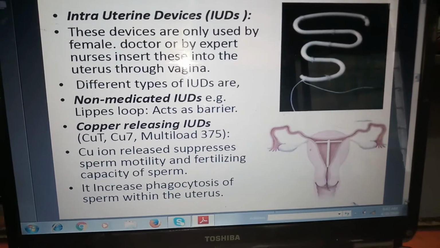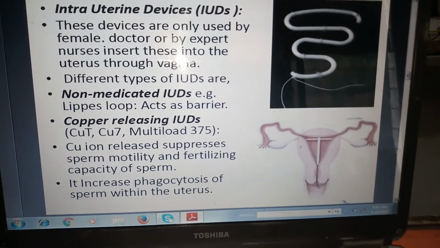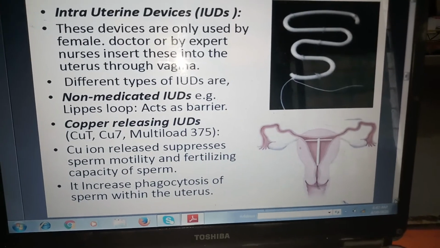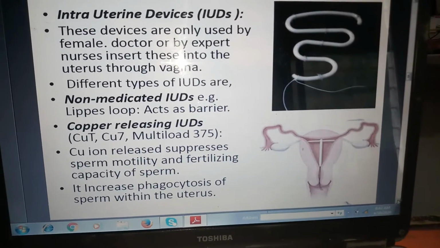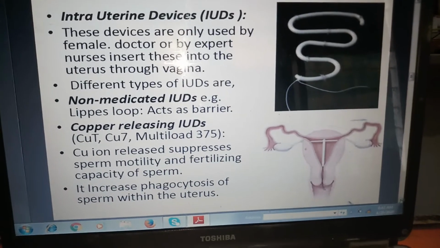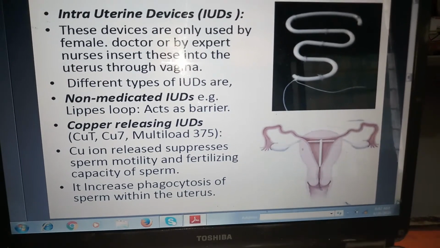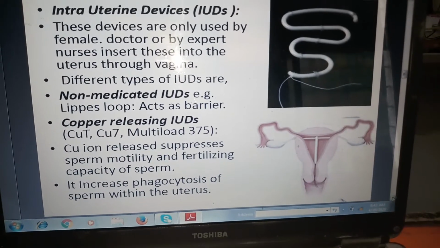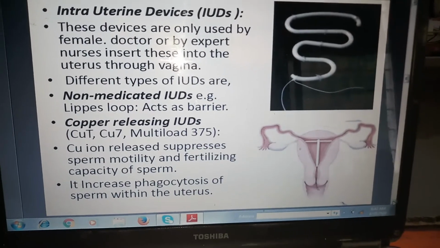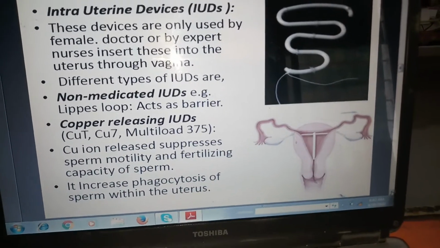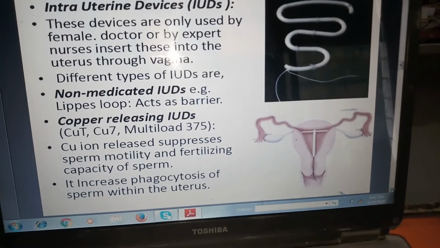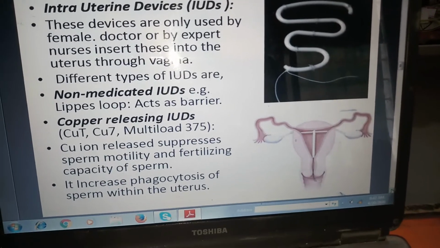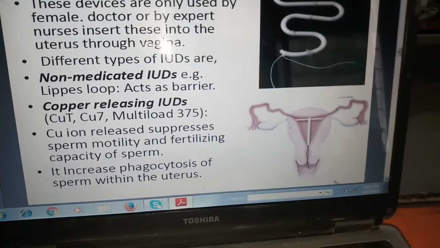The copper T IUDs are based on the principle that the Cu ions released suppress sperm motility and the fertilizing capacity of sperm. That is, when copper T is inserted inside, the copper ions released suppress the movement of sperm and their fertilizing capacity. If these two are taken care of, then the chances of fertilization are less, and it increases phagocytosis of sperm within the uterus.